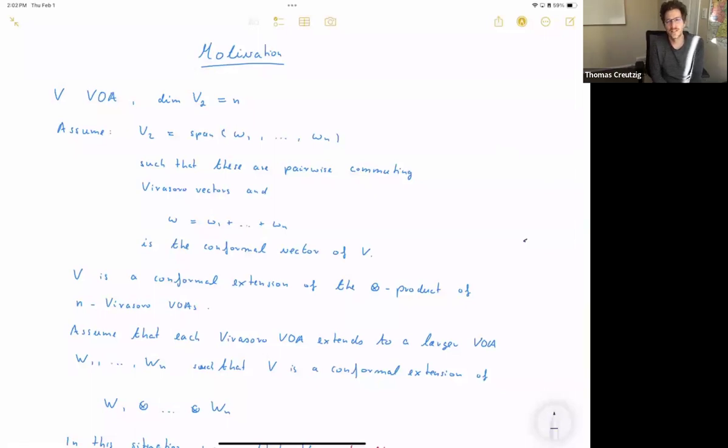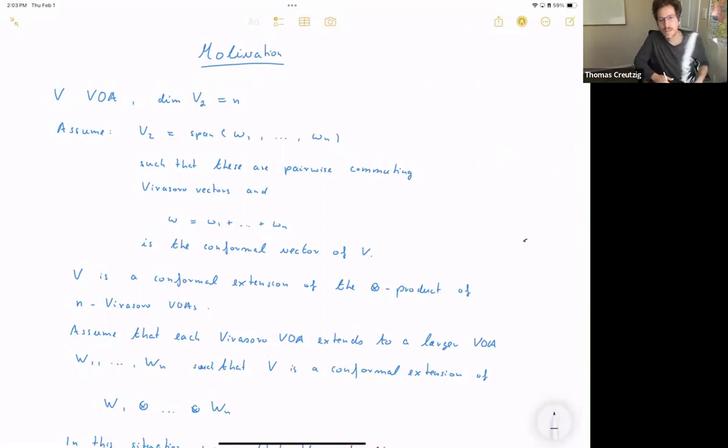So the general setup is: you start with a VOA, think about it as a W algebra. That VOA has some weight two space, say of some given dimension. In a nice situation, so this doesn't need to hold always, so I have to assume it, very often this weight two space is simply spanned by a bunch of pairwise commuting Virasoro vectors, so that your total Virasoro element is just the sum of these. And in particular, what this means is your big VOA is an extension of n commuting Virasoro algebras.